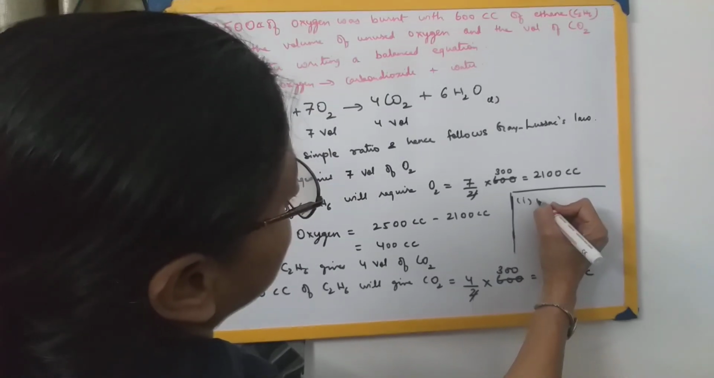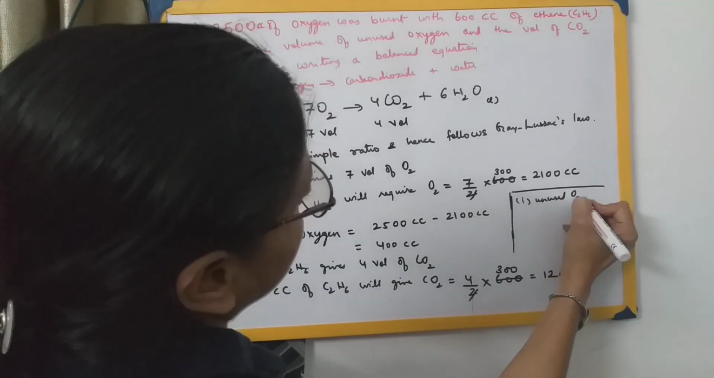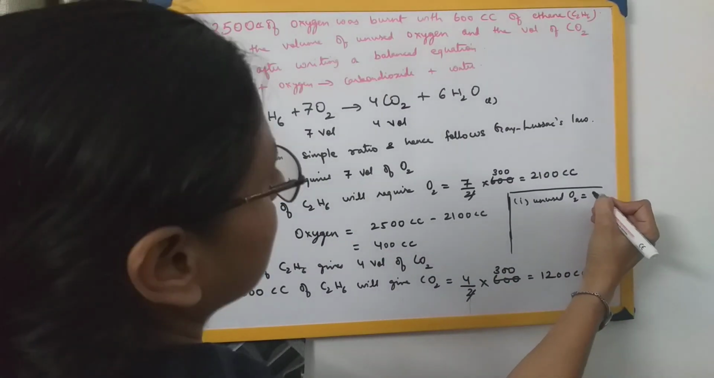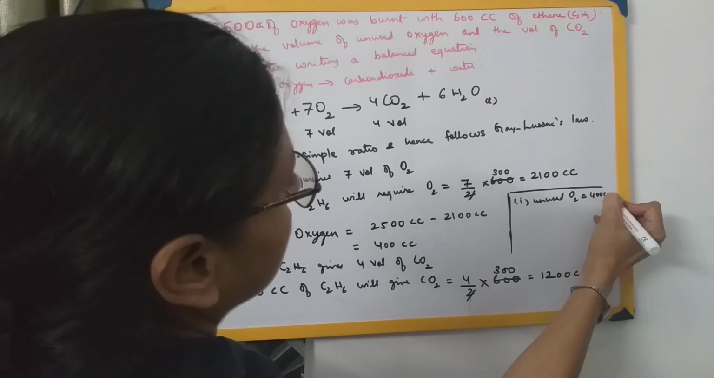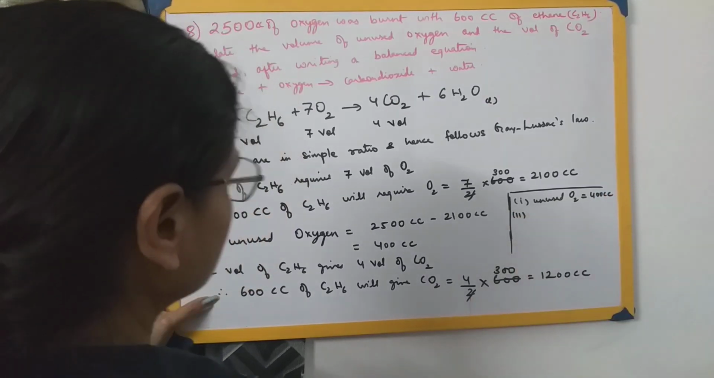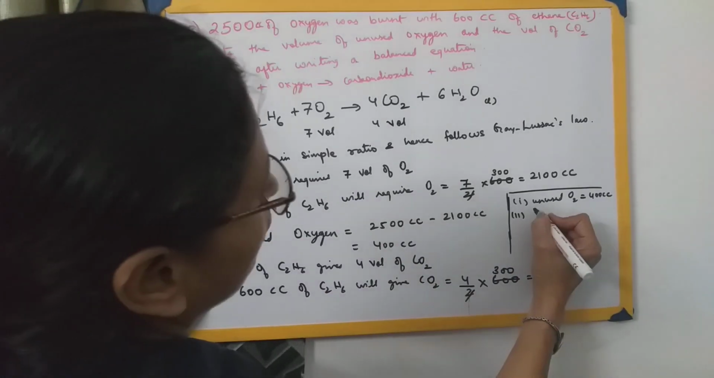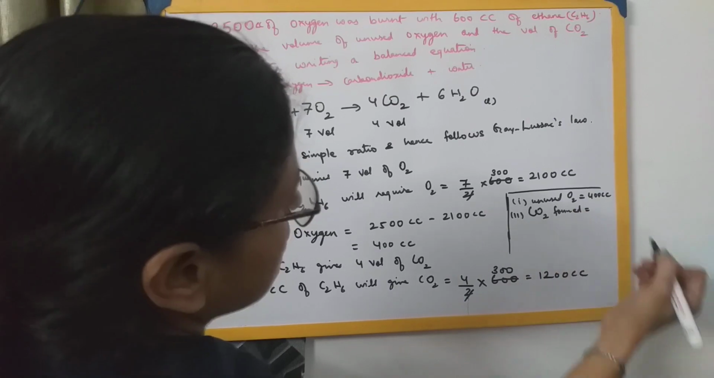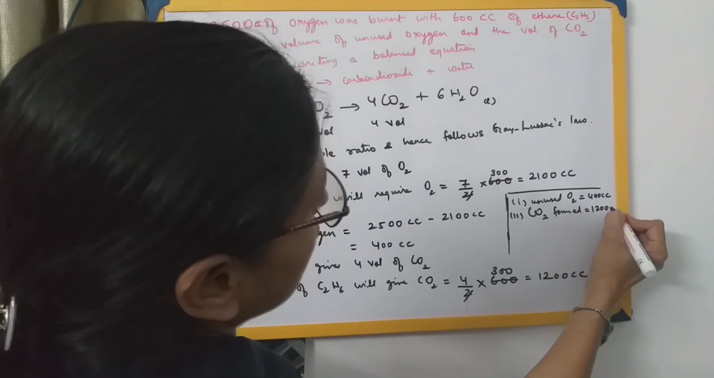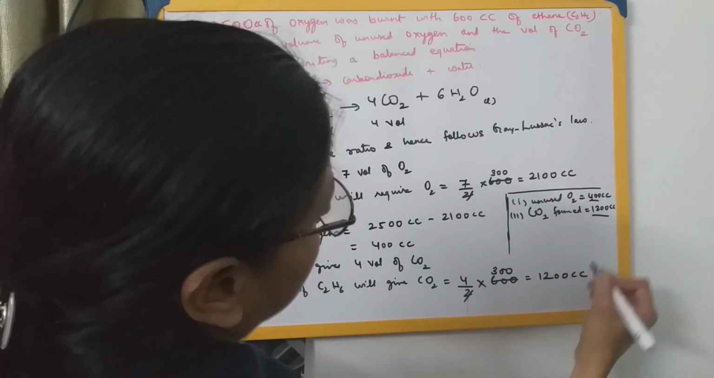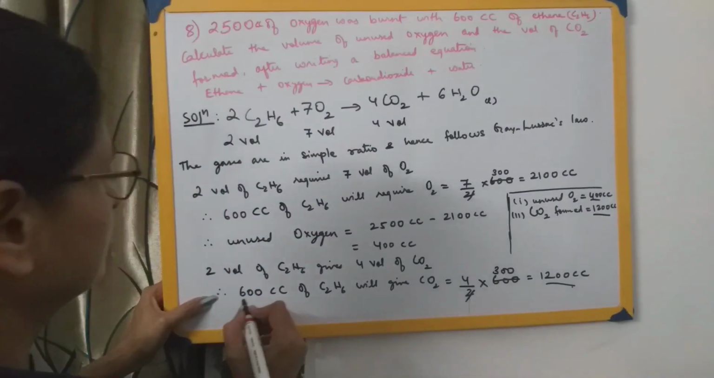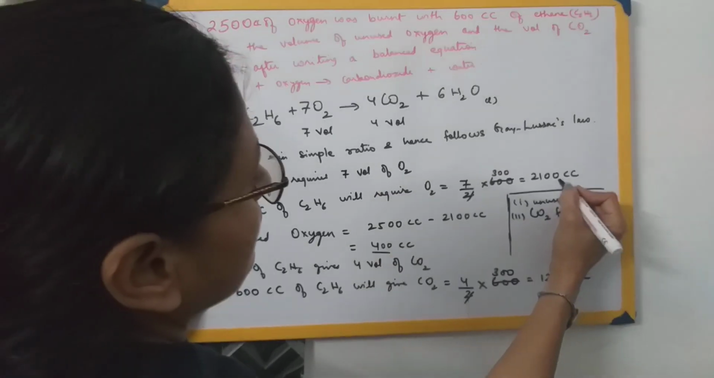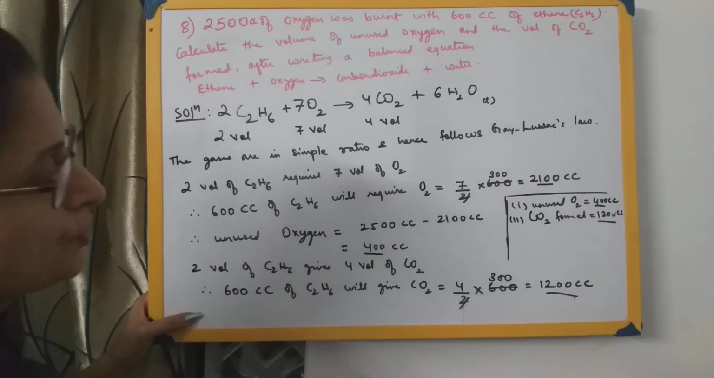Then you can write down the answer in the end, that is unused oxygen is equals to 400 cc. Second answer is carbon dioxide formed is equals to 1200 cc. I am underlining this part over here. So I hope it's clear to you.